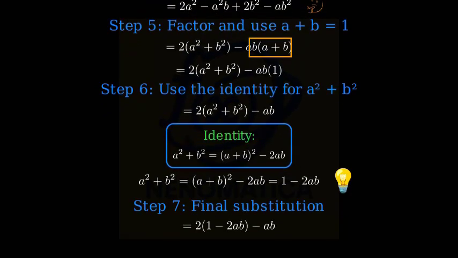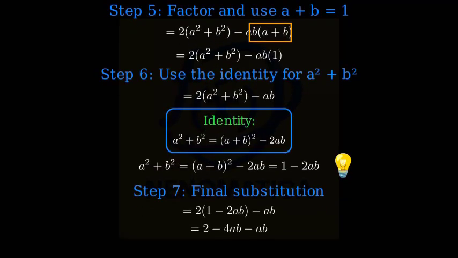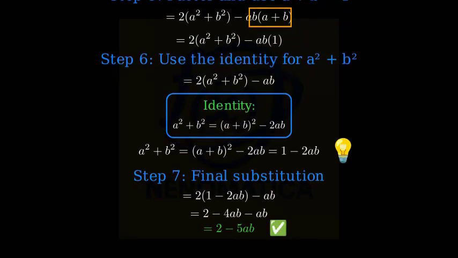We get 2 times open bracket 1 minus 2ab close bracket minus ab. Expanding this, we get 2 minus 4ab minus ab. Combining like terms, we get 2 minus 5ab. And there we have it. We've successfully proven that if a plus b equals 1, then a squared times a plus 1 plus b squared times b plus 1 equals 2 minus 5ab.